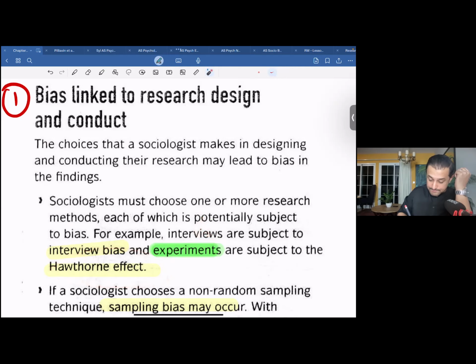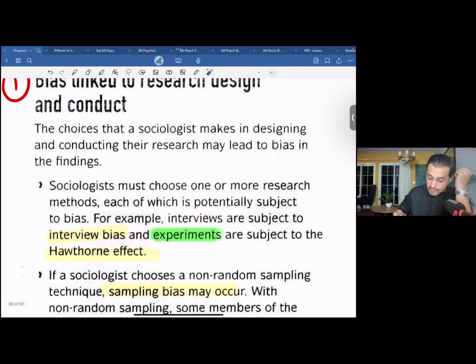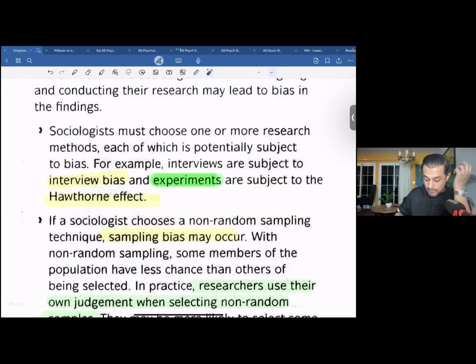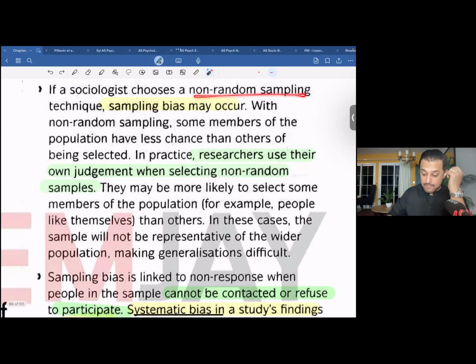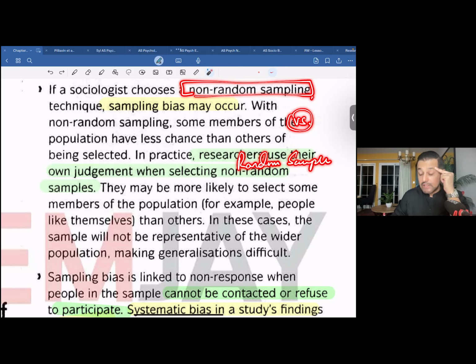So number one, we spoke about the choice of research method and how it affects. We spoke about two different examples over here. We started off with interviews, then we went on to experiments. Taking this ahead, if a sociologist chooses a non-random sample, right? For this, we all need to remind ourselves about what a random sample is, right? A non-random sample compared to a random sample. A random sample technique is when every individual in the target population gets an equal opportunity of being chosen as a sample, right?